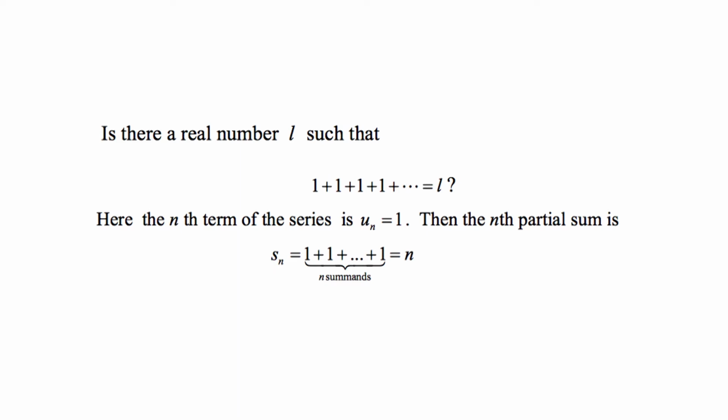Thus the sequence Sn of partial sums is the sequence n, which diverges because it outgrows every real number m. We denote it by writing limit of Sn as n approaches infinity is positive infinity. Hence the series also diverges. As limit of Sn as n approaches infinity is positive infinity, we say that the series diverges to positive infinity. This shows that there is no real number L such that 1 plus 1 plus 1 plus etc. equal to L.